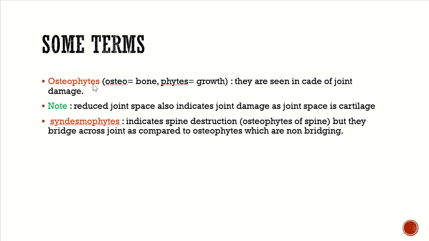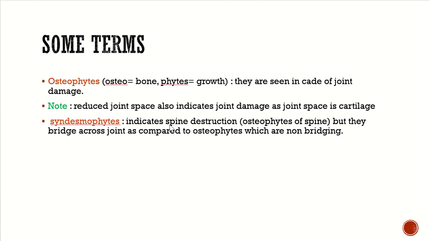Now we are dealing with some terms like osteophytes and syndesmophytes. Here osteo means bone and phytes means growth, and osteophytes are seen in case of joint damage. Reduced joint space also indicates joint damage, as joint space is cartilaginous space, and reduced joint space indicates joint damage.